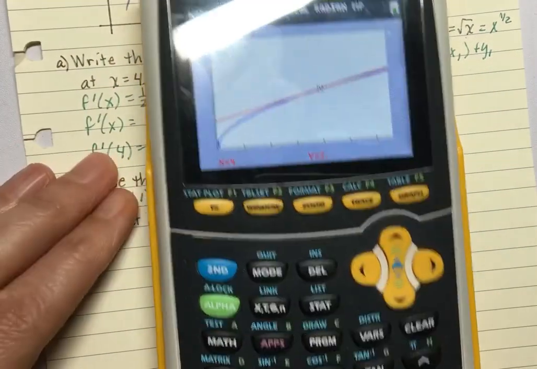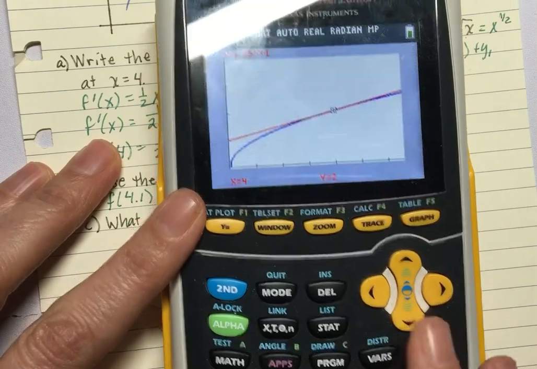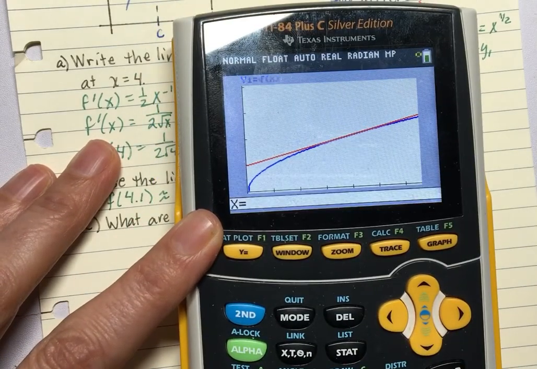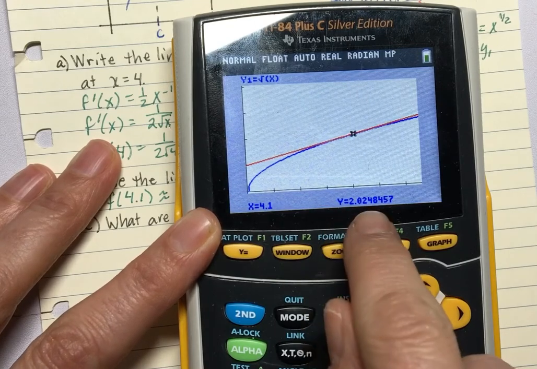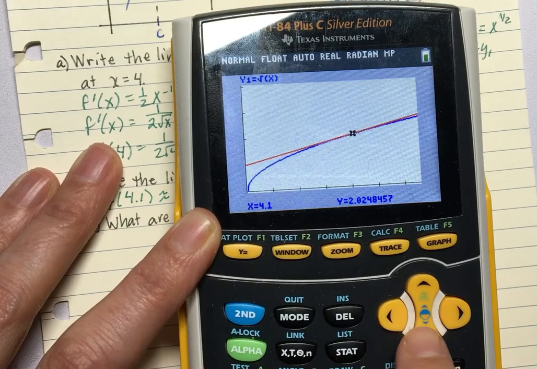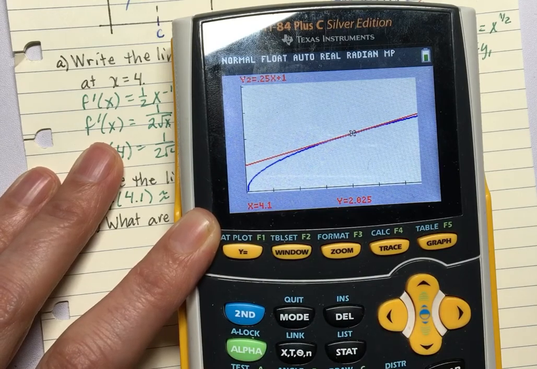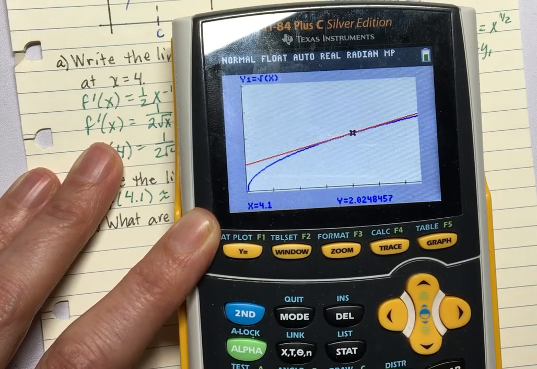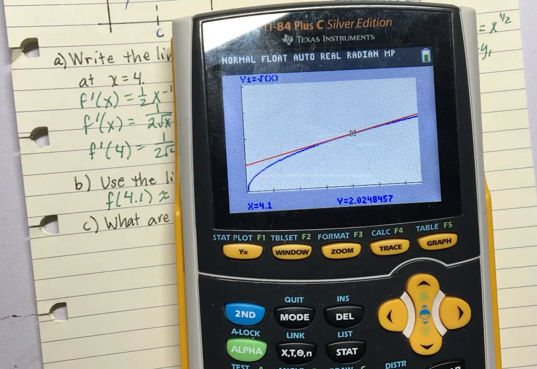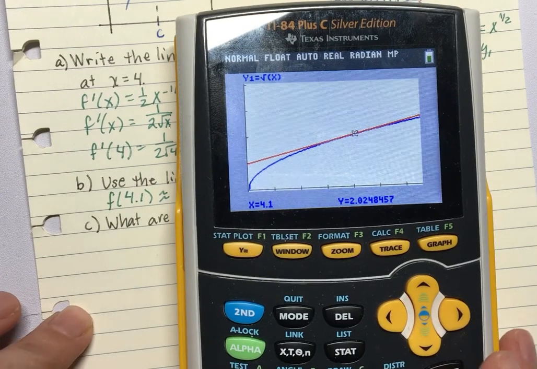Just for checking things out here, if we look at our graph and if we're on our curve, if I put 4.1 in, I get 2.048, and then on the line 2.025. So as we can see, that 0.025 is a really, really good estimate for the actual square root of 4.1. It's kind of quaint to do this now because we have the technology, but it kind of illustrates things nicely.